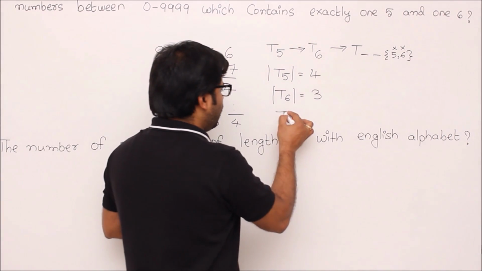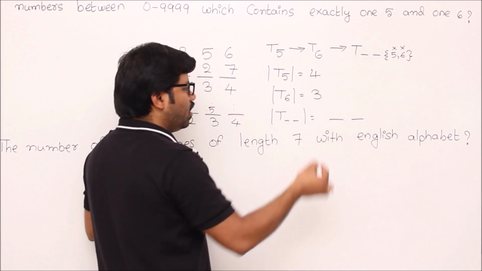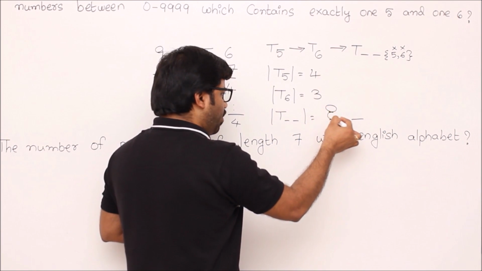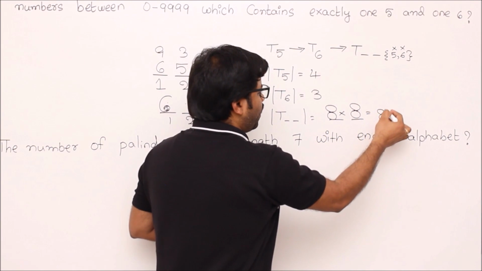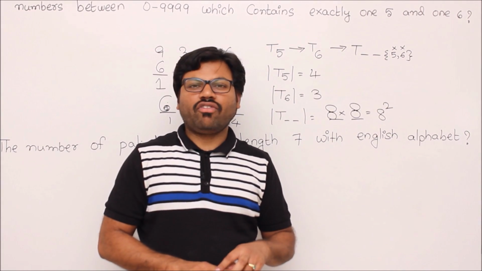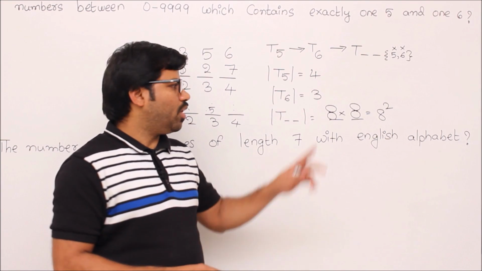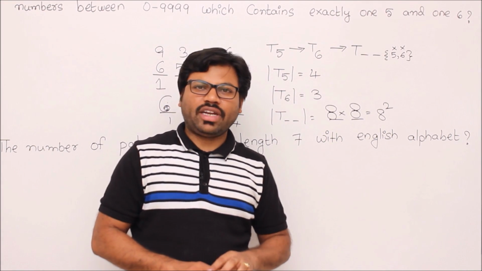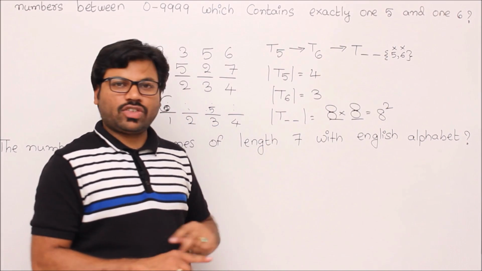The number of ways, let's say T double dash, equals filling these two positions. Since each position can be filled in only 8 ways, according to the product rule this will be 8 into 8, which is 8 square. Those 8 ways are the digits 0 to 9 other than 5 and other than 6. Generally we have 10 ways, 0 to 9, but out of them 5 and 6 cannot be taken. Then the total number of ways is 8 and 8. Hence it is 8 square.